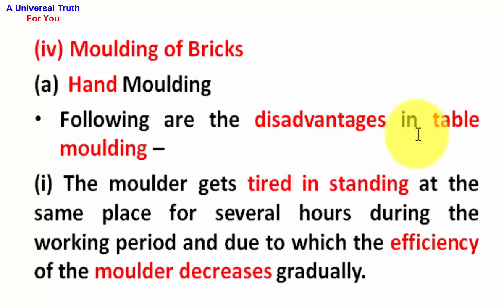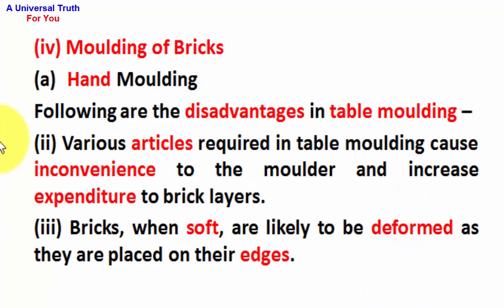Following are the disadvantages in table molding. First point, the molder gets tired standing at the same place for several hours during the working period, due to which the efficiency of the molder decreases gradually. Number 2, various articles required in table molding cause inconvenience to the molder and increase expenditure to brick layers. Number 3, bricks when soft are likely to be deformed as they are placed on their edges.